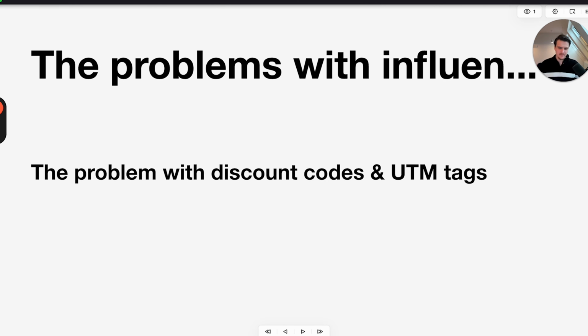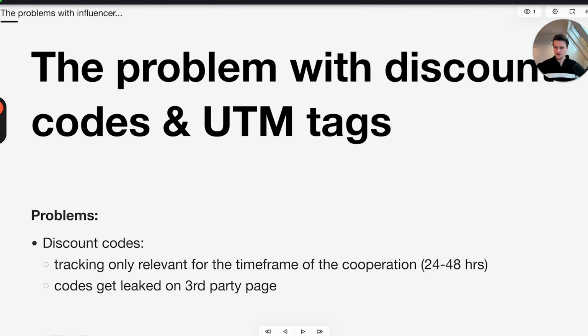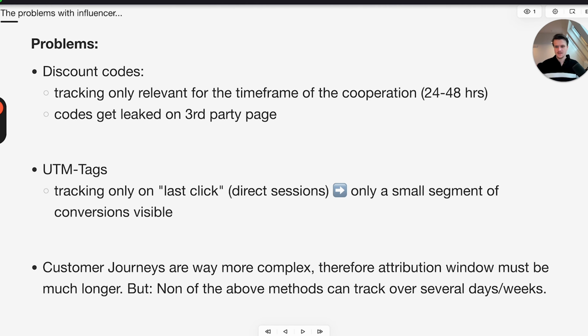So the first problem is discount codes and UTM tags. Why? Let's jump into that topic. Discount codes are only relevant for the time frame of the cooperation. You have a cooperation with an influencer, maybe you bought a story, and the discount code will be visible for 24 hours or 48 hours, depending on whether they do a reminder. So there's a very, very short time frame in which you can activate users, convert users, and also track them, because the code will be visible only for a couple of hours if it's a one-time cooperation or a one-time deal.